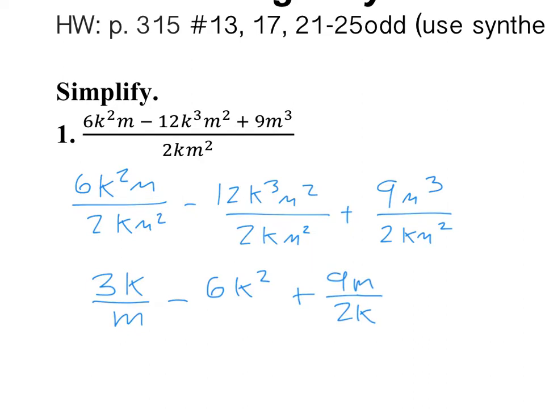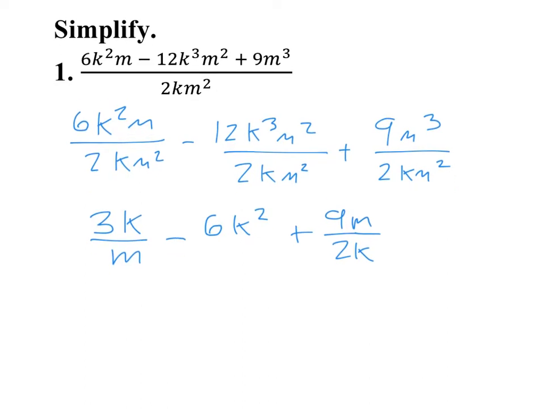All right, and I taught you guys to put things in a certain order. So k comes before m, so we should put things in order by k. So negative 6k squared has the highest exponent for k. This middle term has an exponent of 1 for k, and then when k is on the bottom, that means its exponent is negative 1.